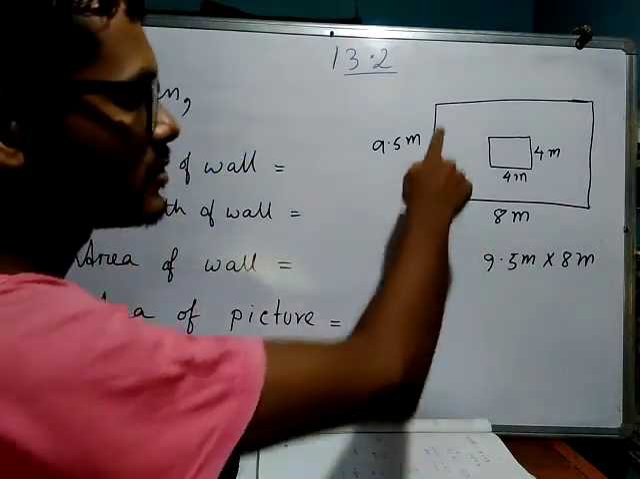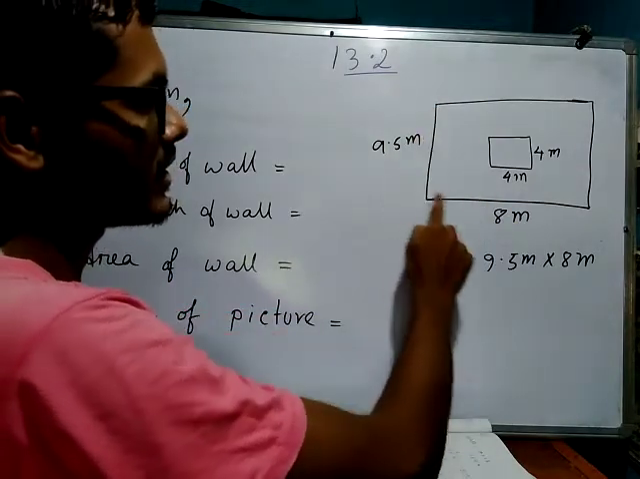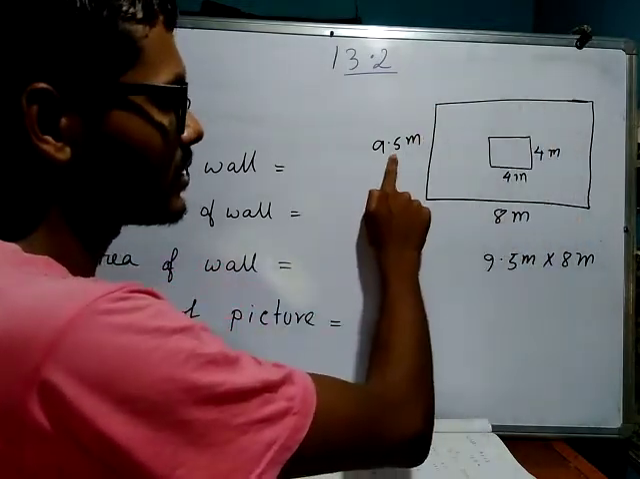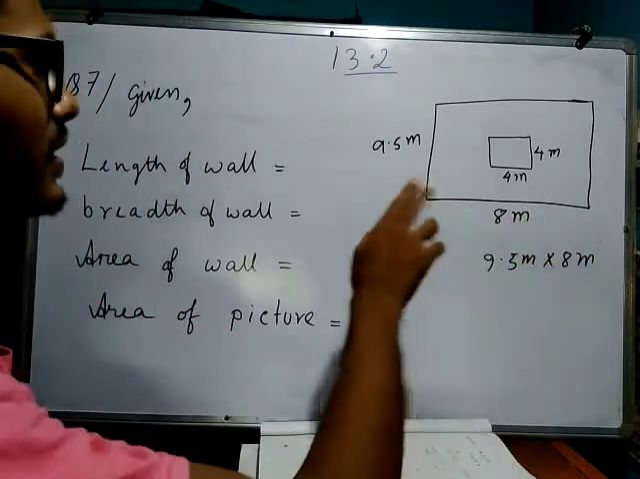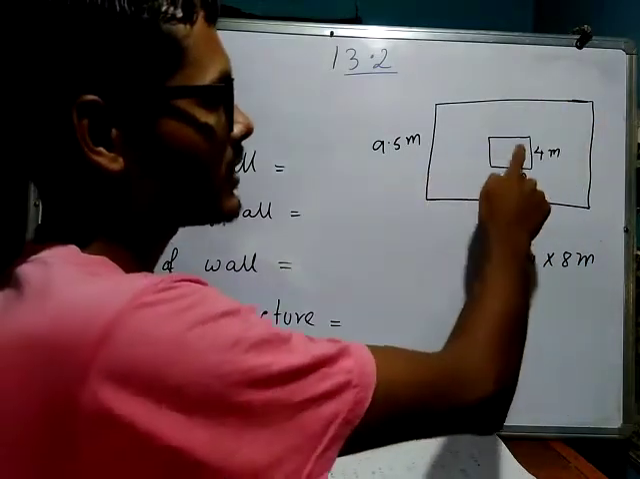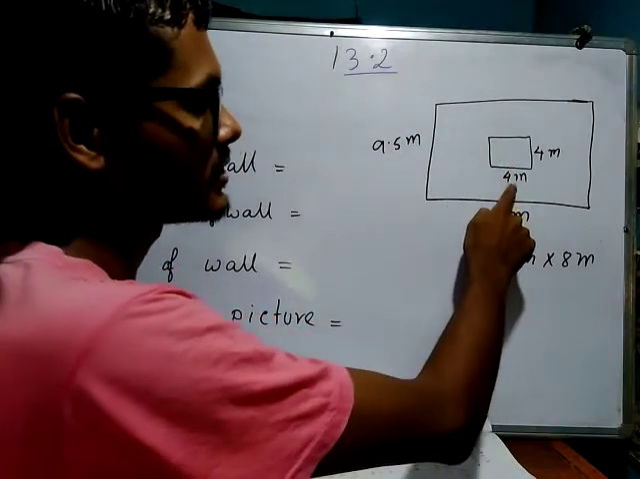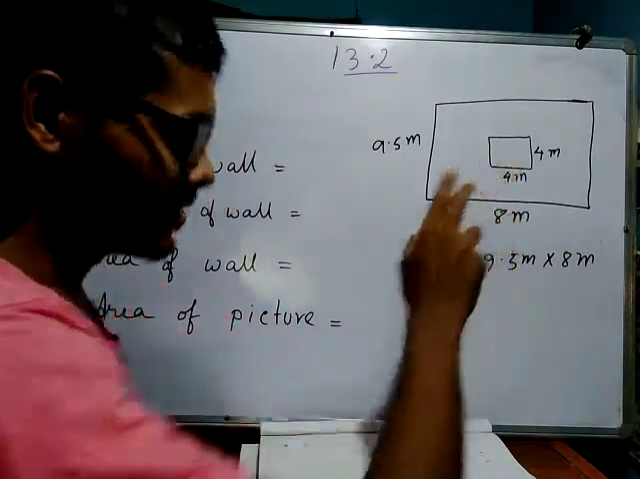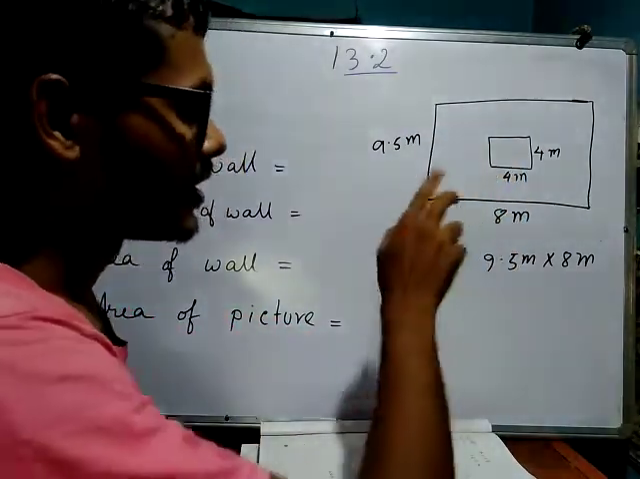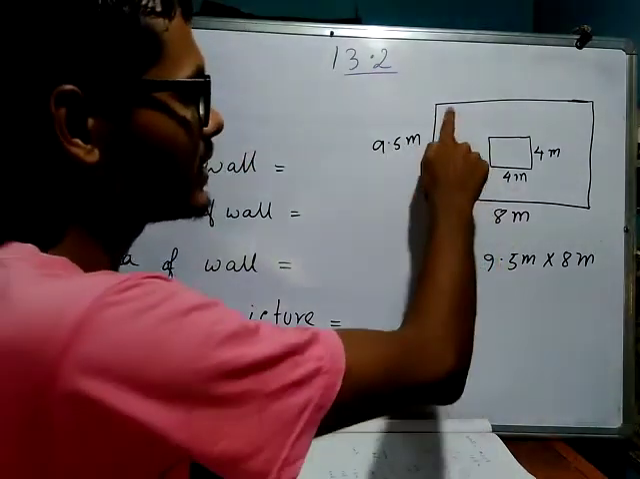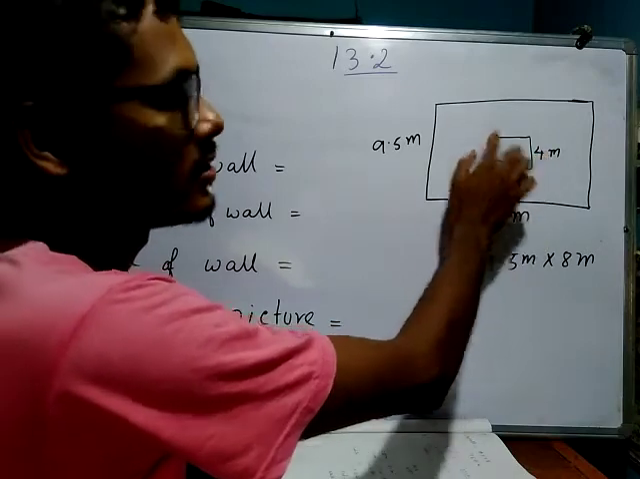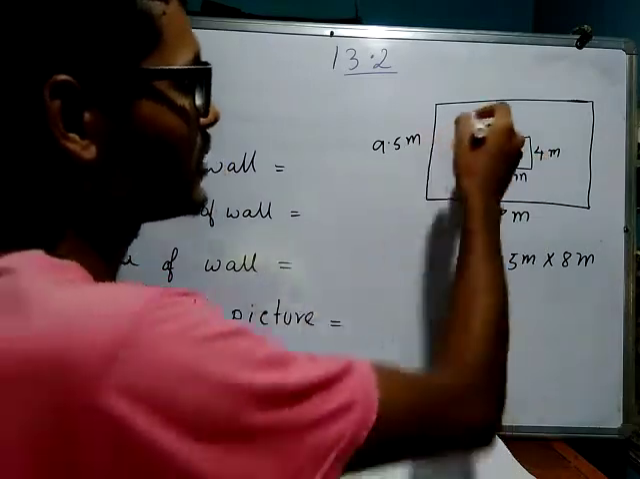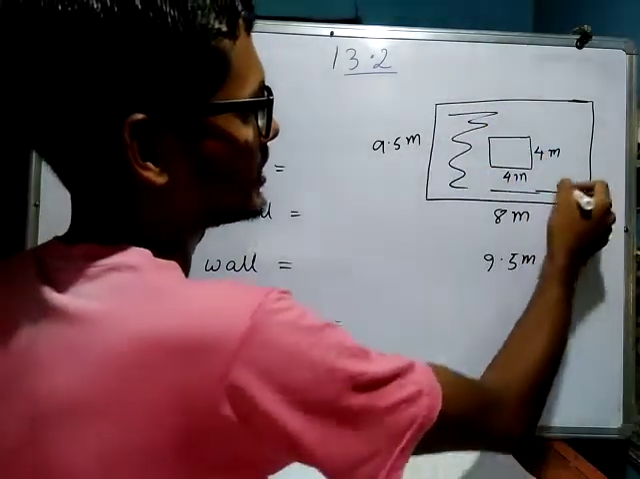So far I have drawn the wall here. This is our wall, 9.5 meter length and 8 meter breadth. In the middle of the wall there is a square shape picture whose side is 4 meter. In the question we have to paint this remaining portion. No need to paint the picture, only this portion we have to color.